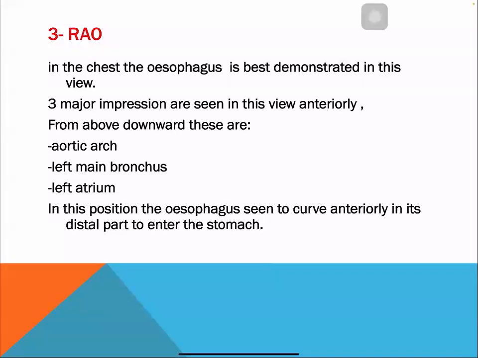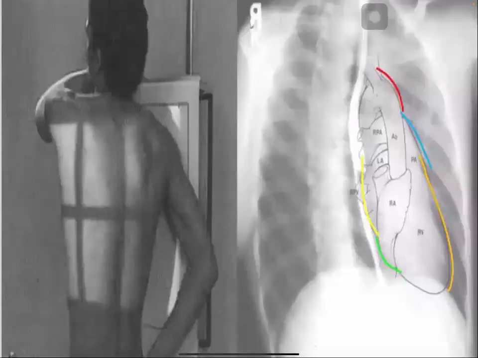The third position is the right anterior oblique. In the chest, the esophagus is best demonstrated in this view, and three major impressions are seen anteriorly. From above downward, these are the aortic arch, left main bronchus, and the left atrium. In this position, the esophagus is seen to curve anteriorly in its distal part to enter the stomach. This is the right anterior oblique position. This is how the aortic arch impresses the esophagus, and this is how the left atrium impresses the esophagus.